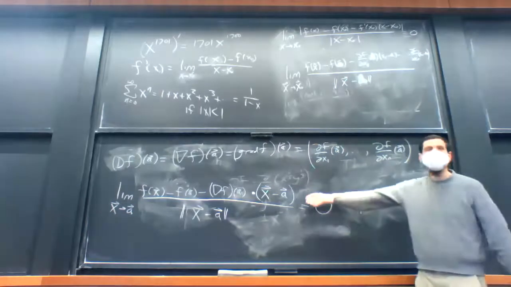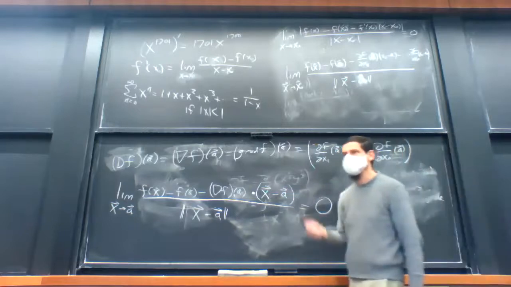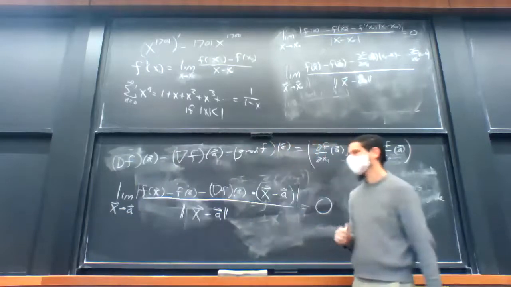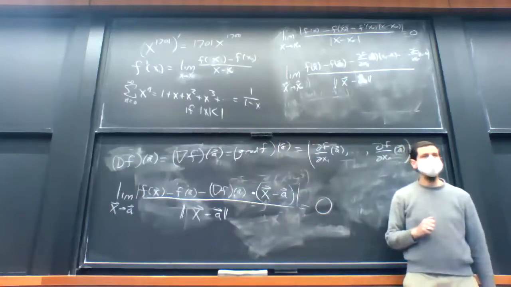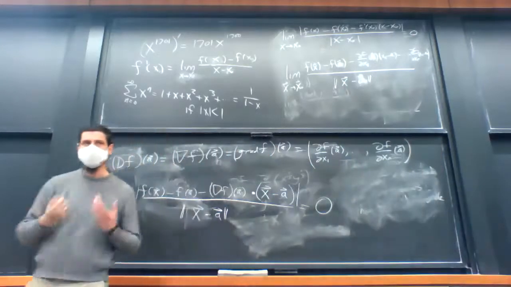Well, the numerator is a number. So if the whole thing is going to 0, I don't need the absolute value. You can put the absolute value if you want. This is what it means for a function to be differentiable. This is the generalization of the standard notion of derivatives.